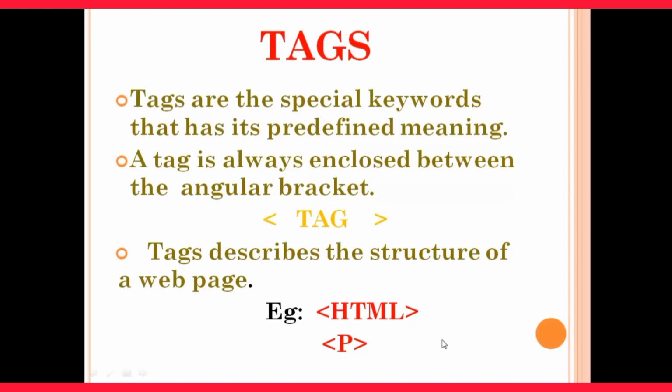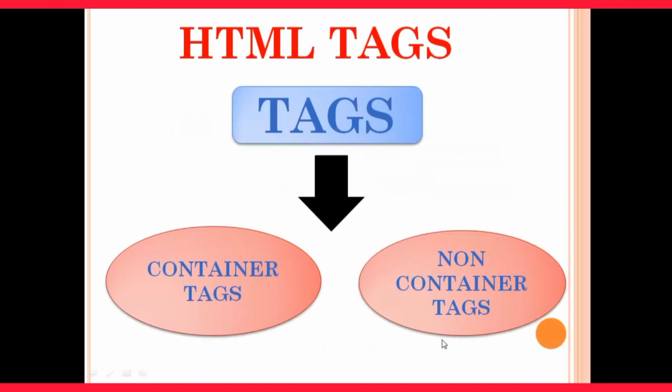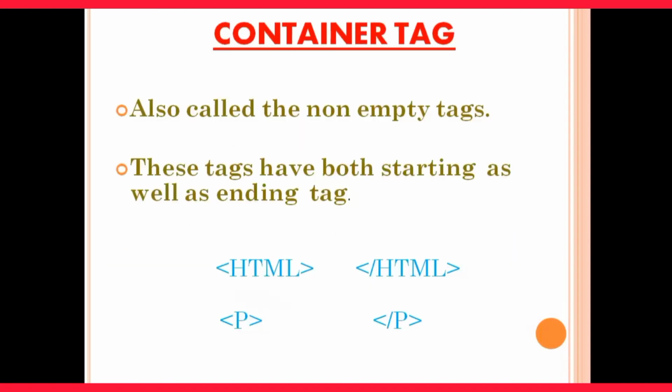HTML tags can be of two types: number one, container tags, and number two, non-container tags. So what are container tags? Container tags are also called non-empty tags, meaning tags that have both an opening and a closing statement. Here the closing statement is defined by a slash sign.